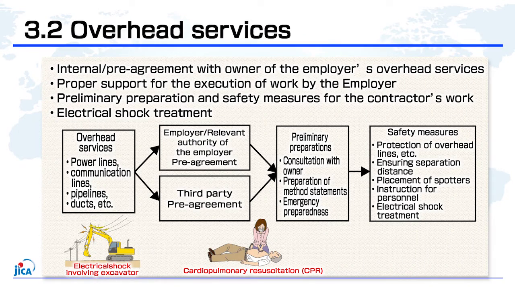Section 3.2 contains safety measures for overhead services such as power lines, communication lines, and conduits. As in Section 3.1, measures to be taken by the employer include pre-agreement with the owner of overhead services and provision of proper support to the contractor. The contractor's safety measures include consultation with the owner, preliminary emergency preparations, protection of overhead lines, ensuring separation distance, electrical shock prevention, placement of spotters, and instructions to personnel. This section stipulates the prohibition of contact with equipment that has caused an electrical shock, rescue of victims, and prevention of secondary electrical shocks.